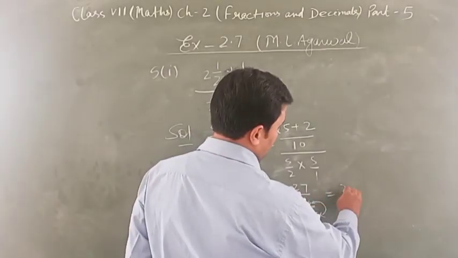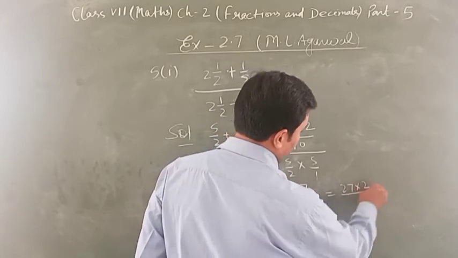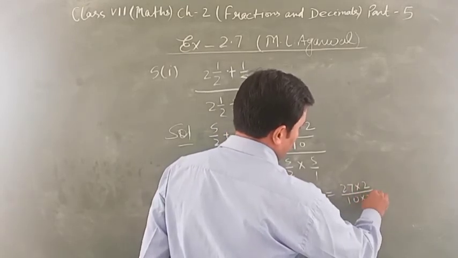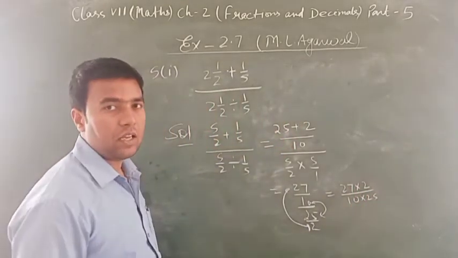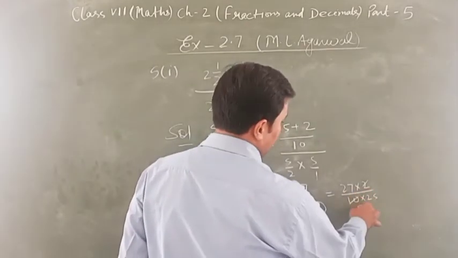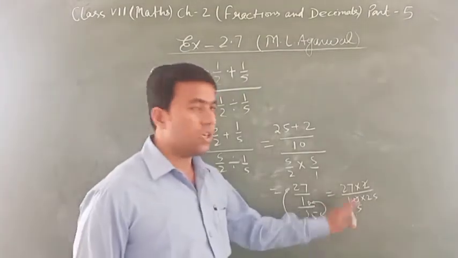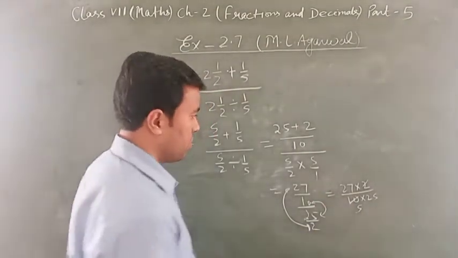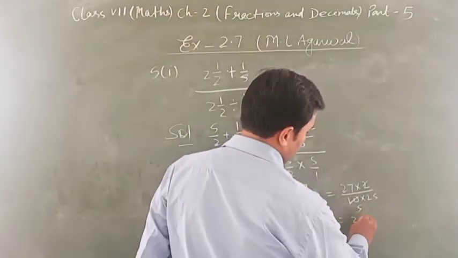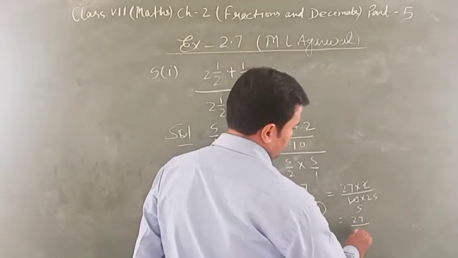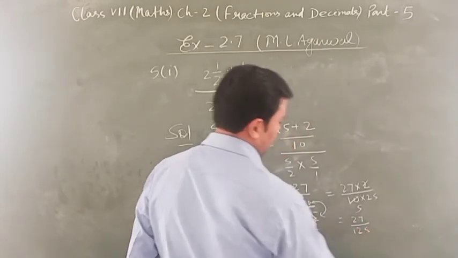It means 27 into 2 by 10 into 25, clear? 2 times 5 is 10, 2 times 5 is 10. After that you cannot reduce any number, so 27 by 120.